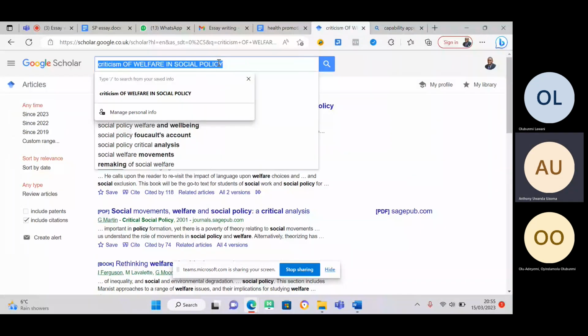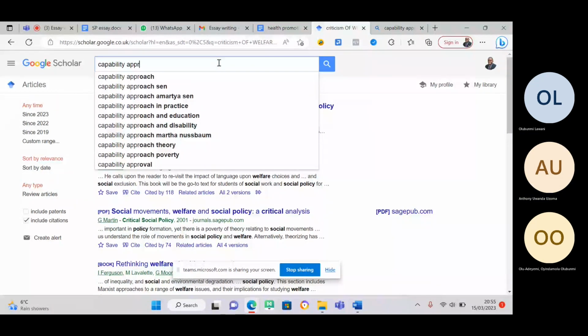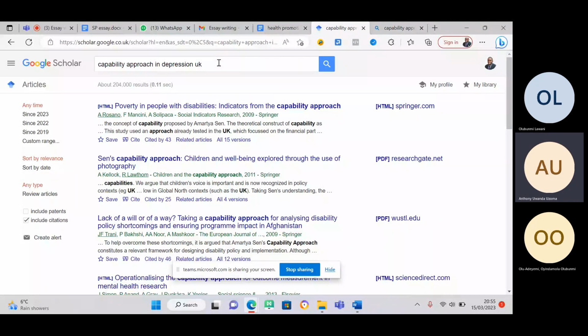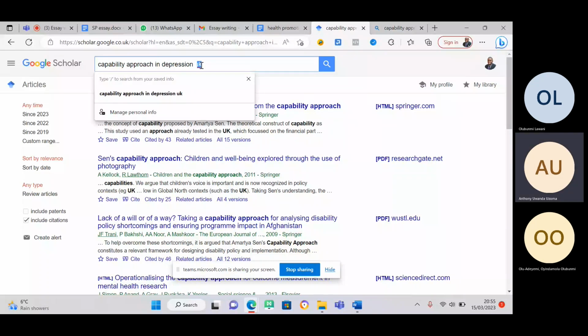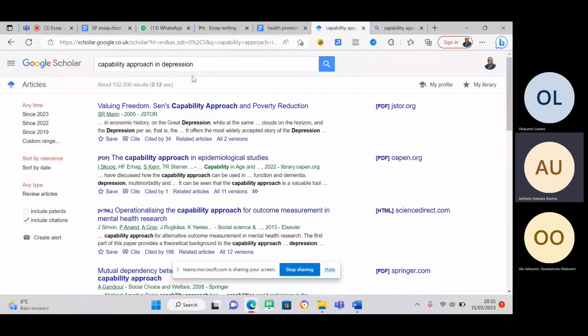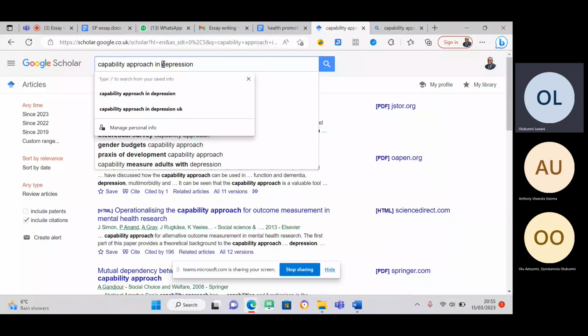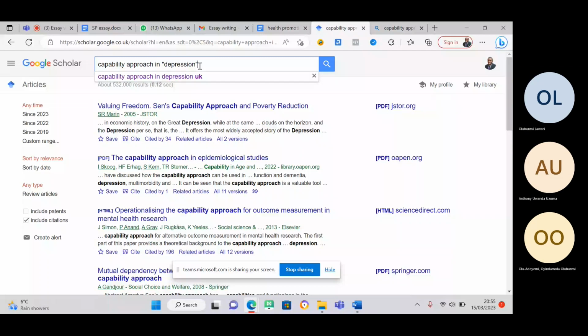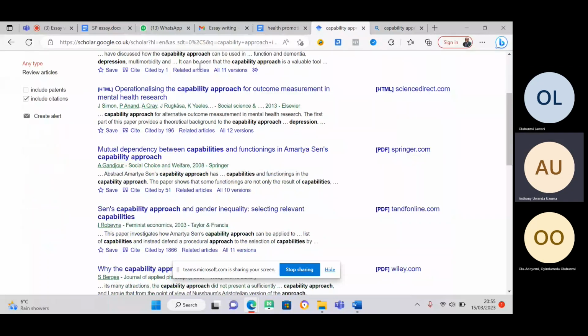So if I say capability approach in depression, even if it's not the UK, remember, you can get it even if it's in Ghana or anywhere. I just remove this one. Now I want to include depression, so I'll put it in for my future search.